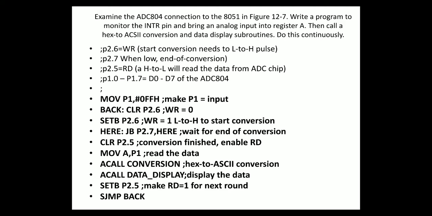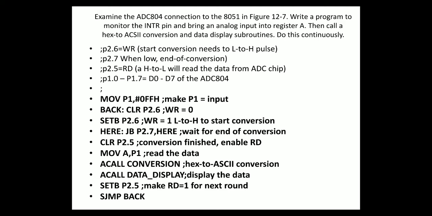MOV P1, #0FFH. This will simply make port 1 an input port. The P1 port will now always act as an input port. Then CLR P2.6. What exactly are you doing? You are making P2.6 low, because you have to start the conversion, so initially that line has to be low. Therefore I am forcing P2.6 to become 0.